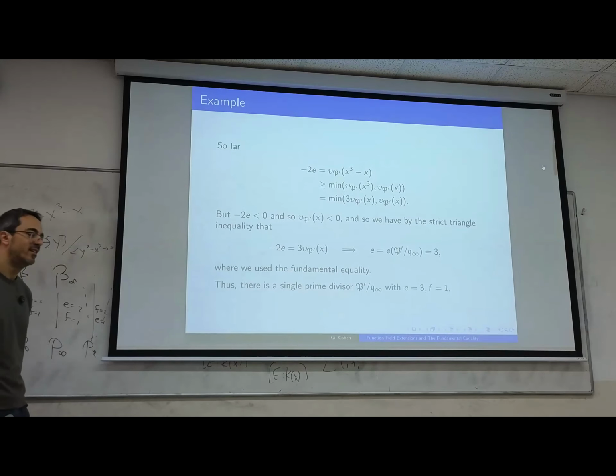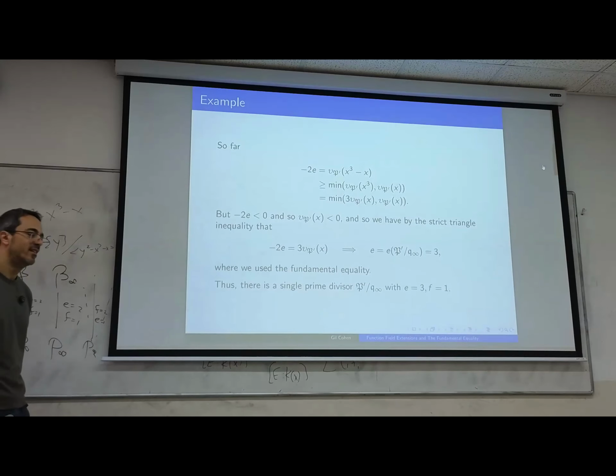Okay, good. By the fundamental equality, we know that the sum of e_i f_i should be 3, and we got one e being 3, so that's the only place above P infinity. And if you want, you can also figure out, for example, what the divisor of x is. Let's not do it. The divisor of x is just 2 times P0 minus 2 P prime. We got this, if you remember, and we know that e is 3, so this means that P prime is -2. So P prime is a pole of multiplicity 2 of x.